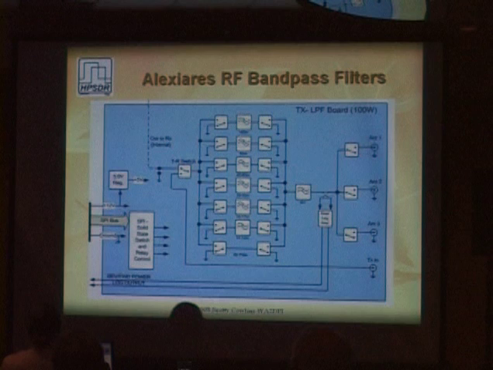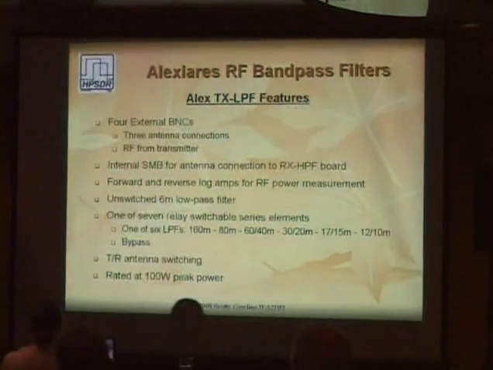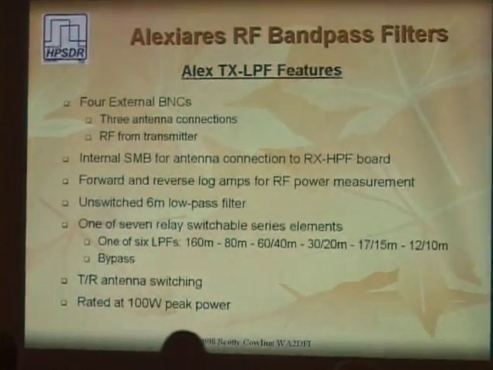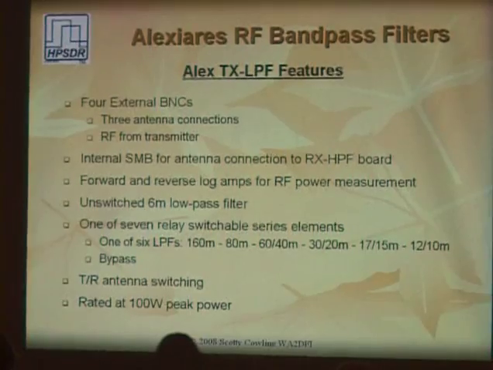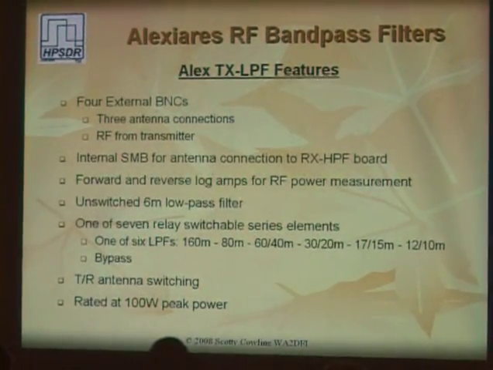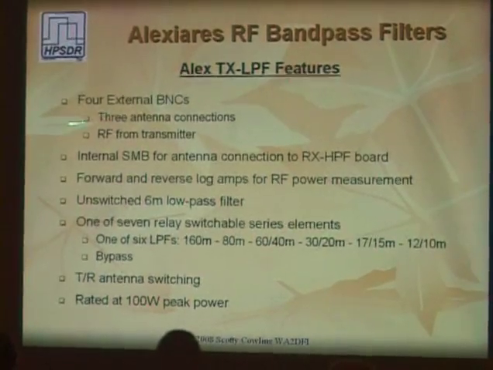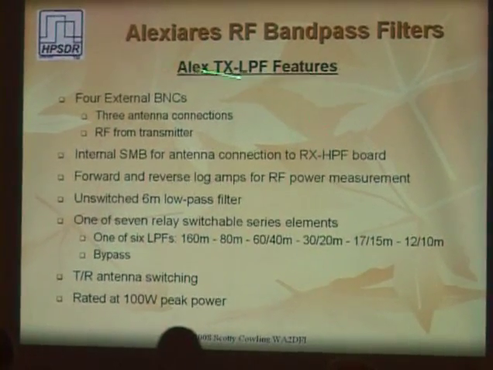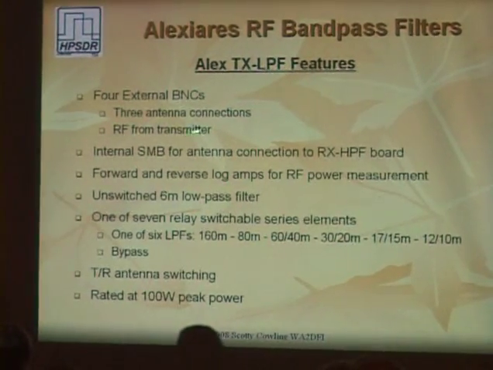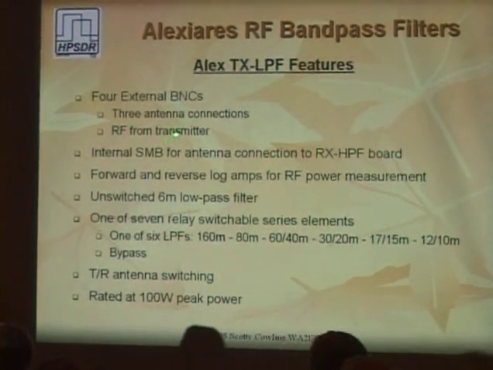Okay, and here's a block diagram of the transmitter. Seems like I skipped a slide here. Okay, these are the features on the transmit board. I'll go through this real quick, and then I want you to look at the diagram because you'll get way more out of that than I could. This is just my poor attempt at verbalizing here. But you've got four external BNCs, so you can hook three external antennas up, and then you've got an RF out to the transmitter, or actually it's in from the transmitter.